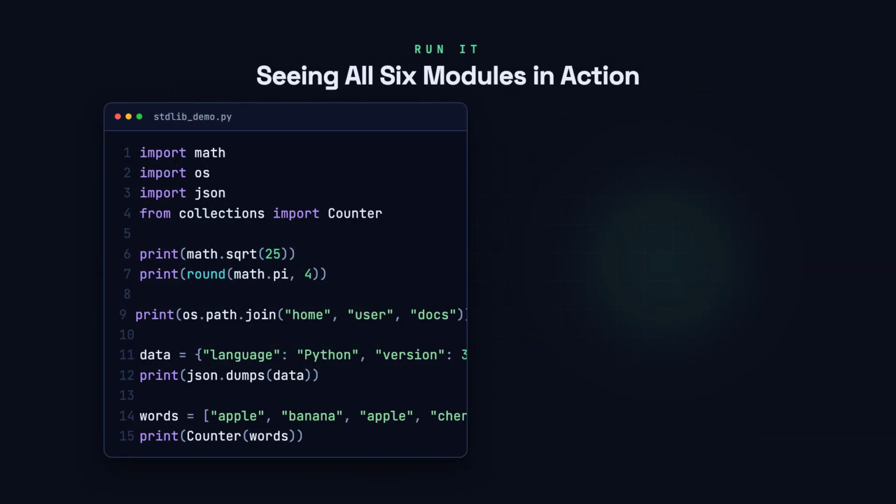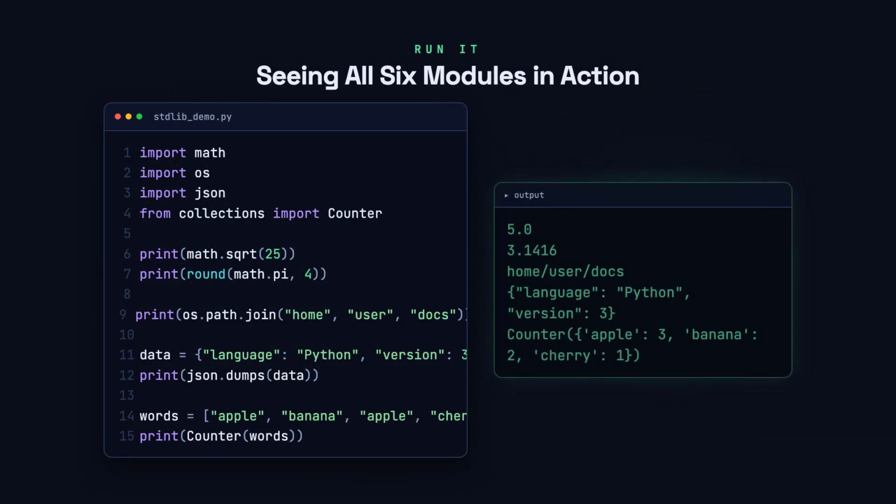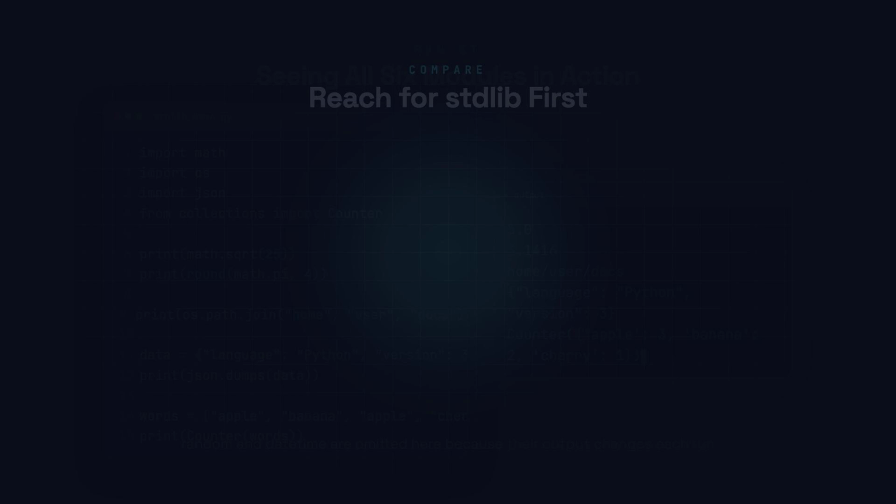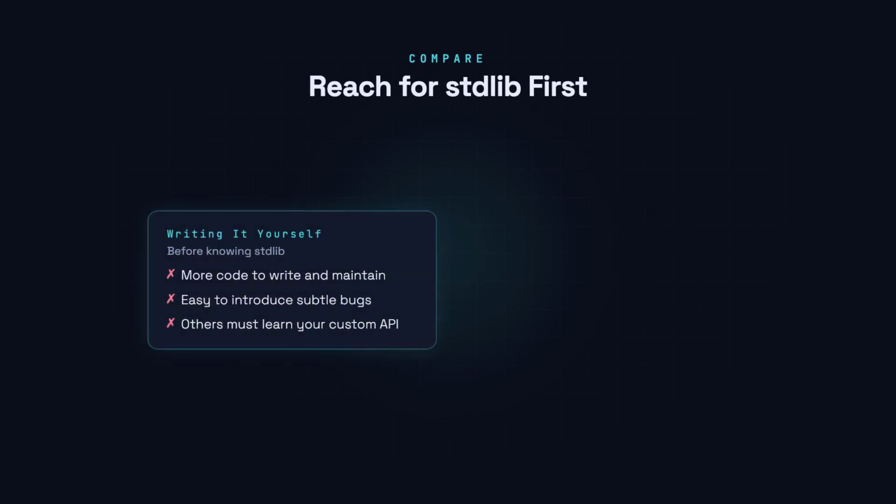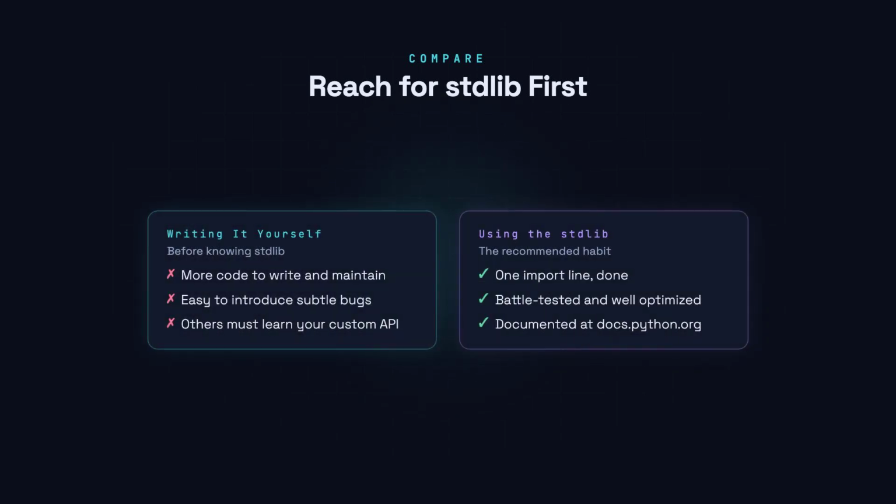Here is a complete runnable program using 4 of the modules. The output is fixed so you can verify it exactly. Notice how much we accomplished without writing any helper logic ourselves. Whenever you are about to write a utility from scratch, pause and search the docs first. The standard library has likely already solved it in a way that is faster, safer, and easier to read.